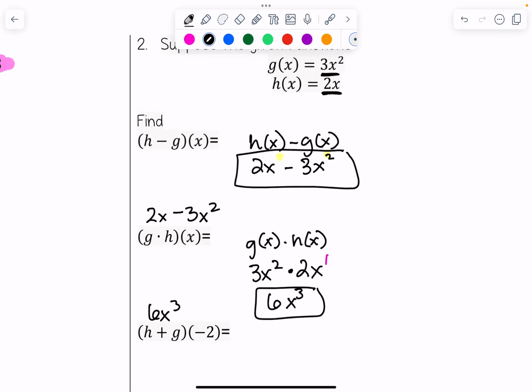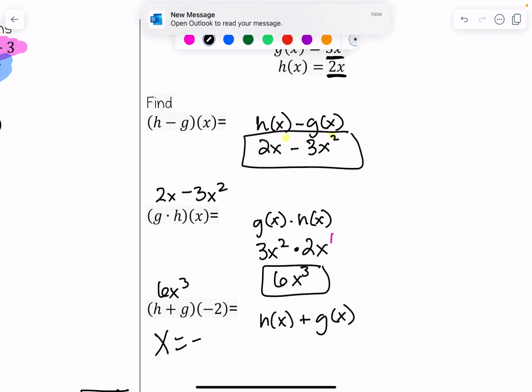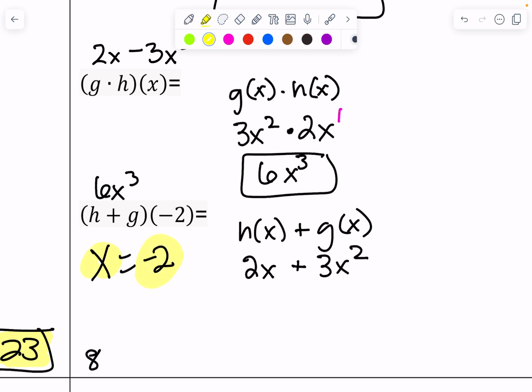Okay, let's try it through addition. We're going to take h of x, we're going to add g of x, and then we're going to replace x as negative 2. So here we go. Our h of x is 2x. We're going to add 3x squared. So let's go ahead and replace x with negative 2.